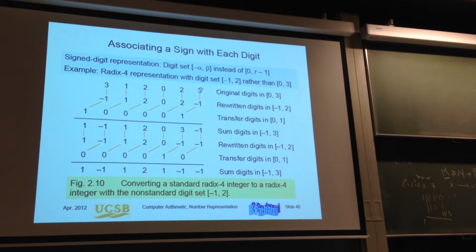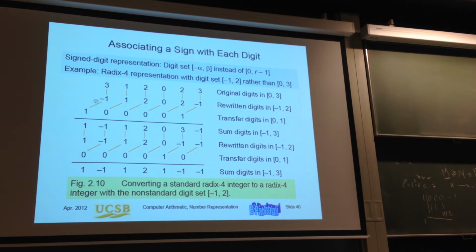Then I managed to rewrite this as 4 minus 1. 2 is a legitimate digit, no problem, I can copy it. 0 is okay, this is okay, this is okay, this I'll do again. Now what I obtain are some digits and some transfers.